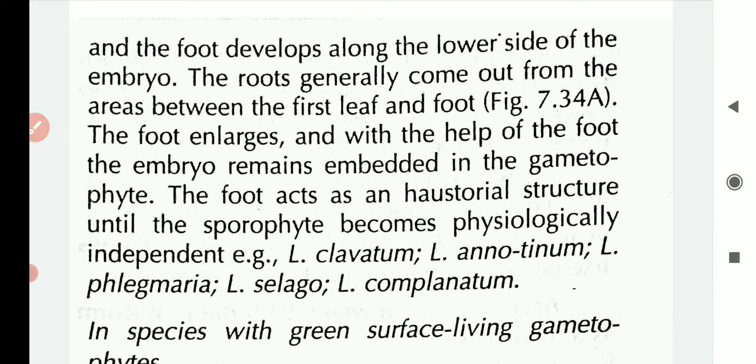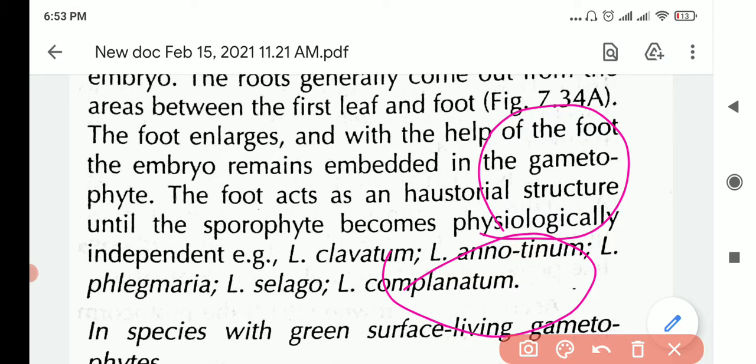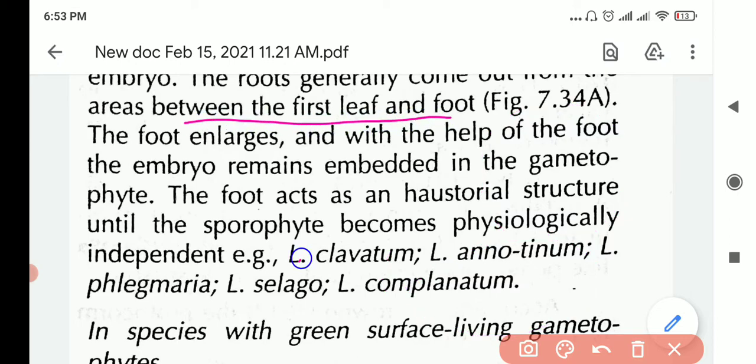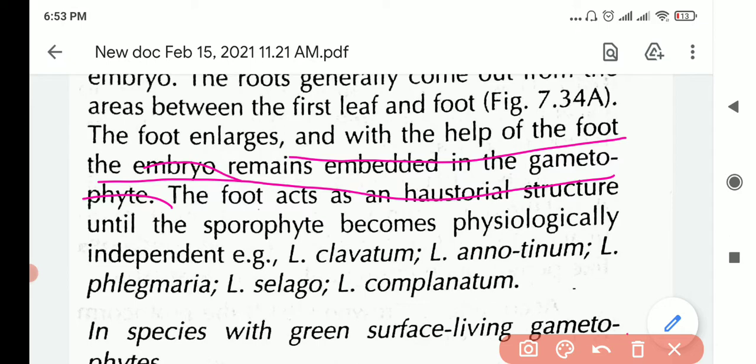Okay, so the root will come out in between the areas between the first leaf and the foot. So in between this first leaf and this foot, it comes out. The foot will enlarge, and with the help of the foot, the embryo remains embedded in the gametophyte. Remember, all this is happening inside the gametophyte.